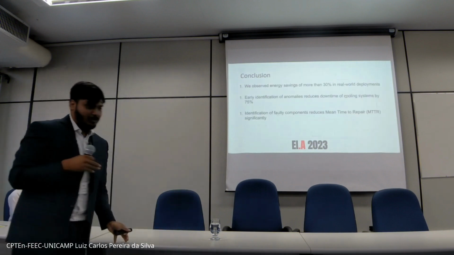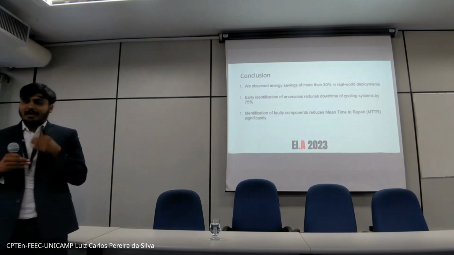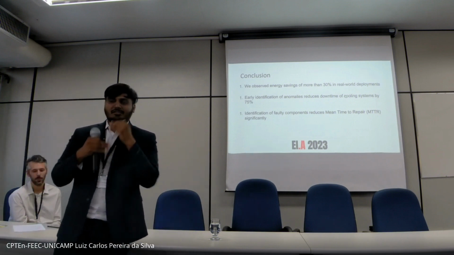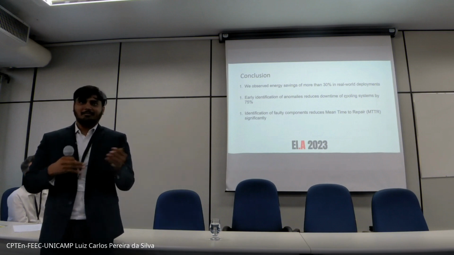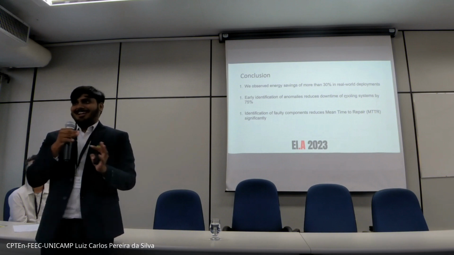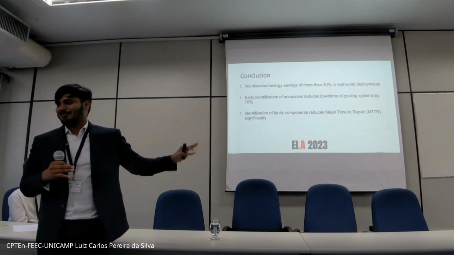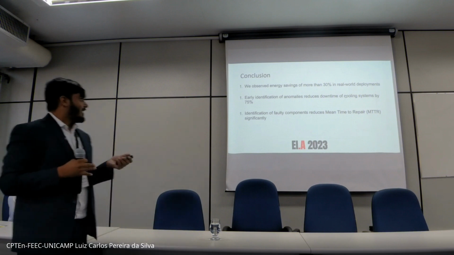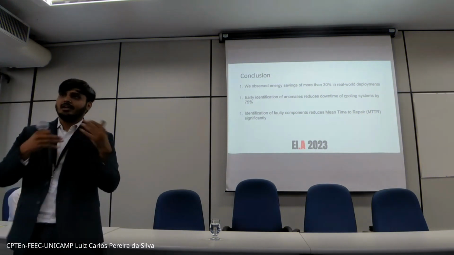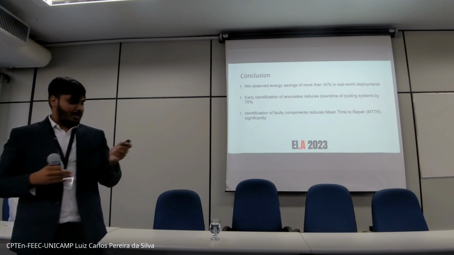We observed up to 30% energy savings in real world deployments. We observed that early identification of anomalies can reduce downtime by 75%. This is one of the real world scenarios, and it's a very interesting one. I can explain what actually happened, and it was really good motivation for us to continue working on this problem. Early identification of faulty parts also reduces the mean time to repair the cooling system.